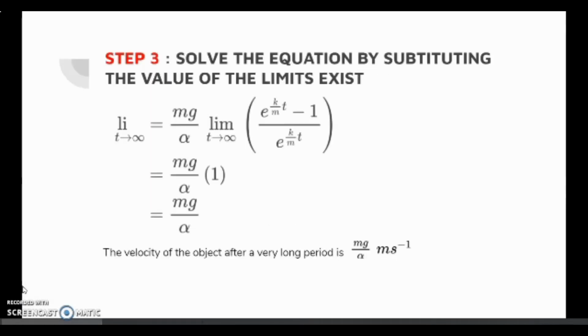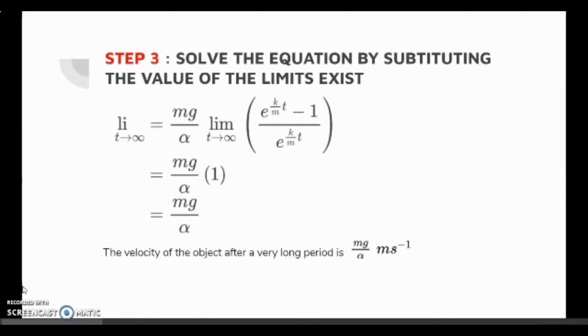Solve the equation by substituting the value of the limit that exists. From the equation given, we get the limit as t approaches infinity equal to mg over alpha times the limit as t approaches infinity of (e^(k/m t) minus 1) over e^(k/m t). We use the limit as t approaches infinity because the question asks us to determine the velocity of the object after a long period, and then we get mg over alpha times 1, so we get mg over alpha.